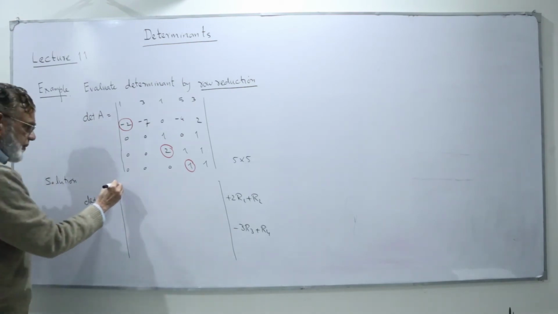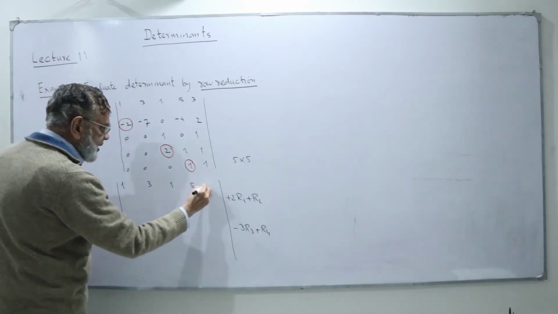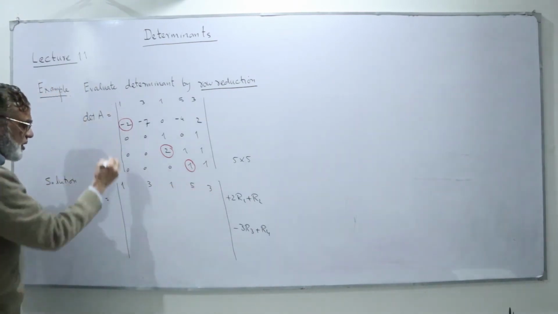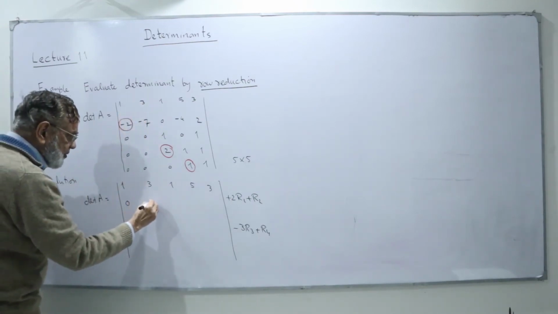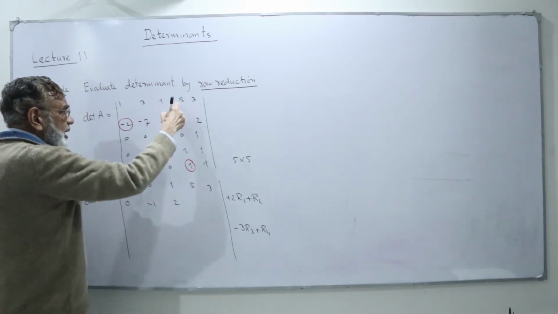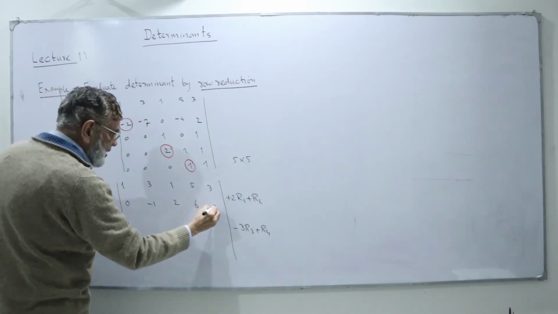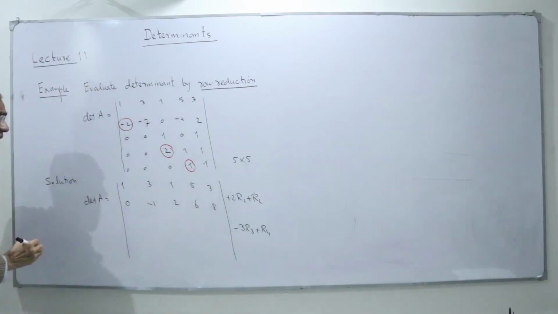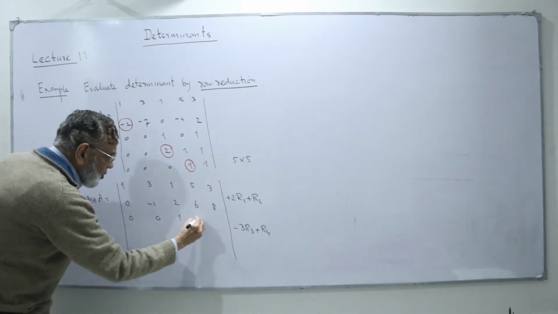We get here 1, 3, 1, 5 and 3. Then multiply by 2, add to this one, we get here 0. Multiply by 2, add to this one, we get here minus 1. Multiply by 2, add to this one, we get here 2. Multiply by 2, add to this one, we get here 6. Multiply by 2, add to this one, we get here 8. So now row 3 is no change: 0, 0, 1 and 0, 1.